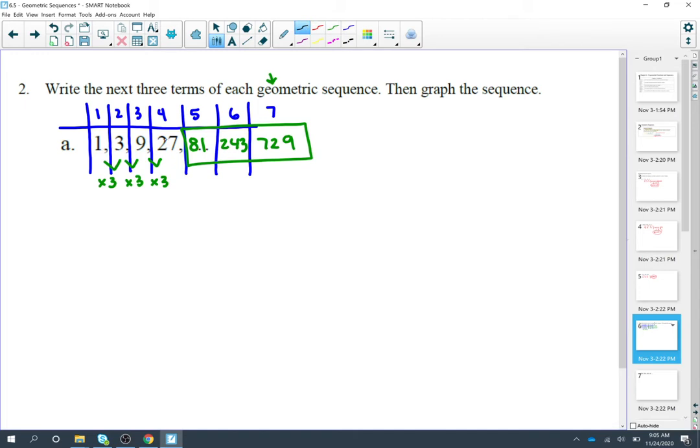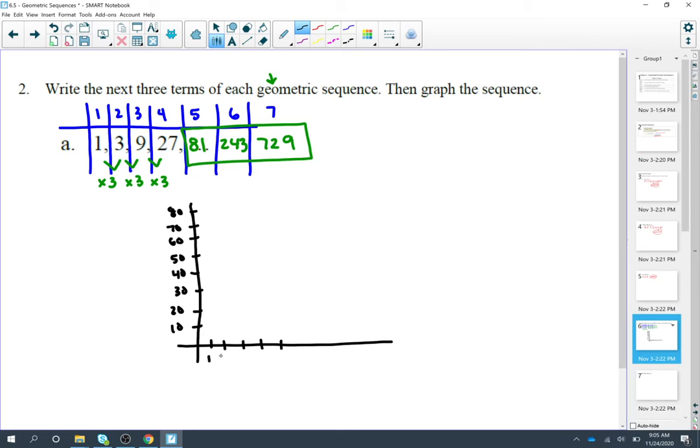So if I'm graphing this, it looks like everything is positive to me. So I'm probably going to stick with the first quadrant. And it looks like I'm just going to go to 5. I'm not going to graph the whole thing because this is huge. So honestly, we might even count by like tens. So 10, 20, 30, 40, 50, 60, 70, 80. And then over on our x-axis, 1, 2, 3, 4, 5.